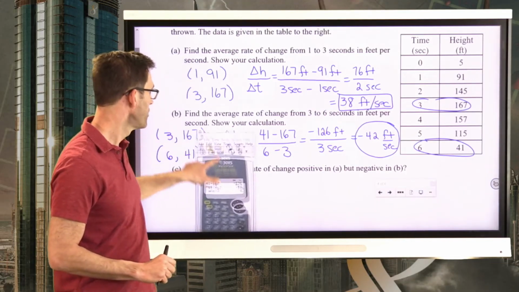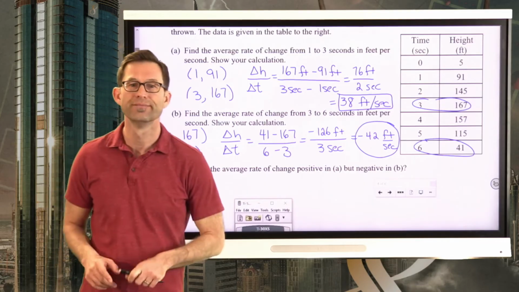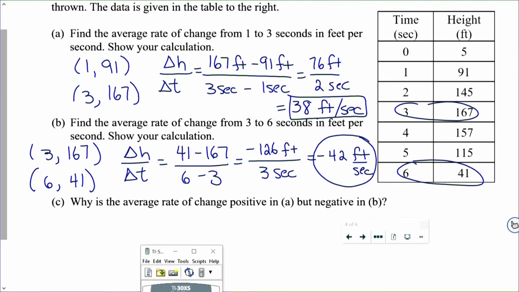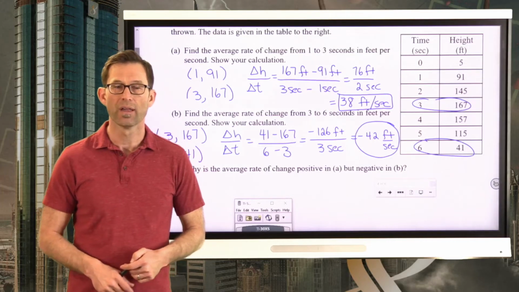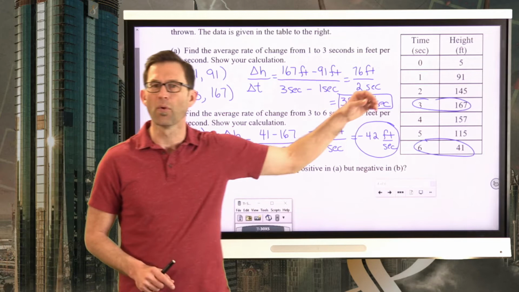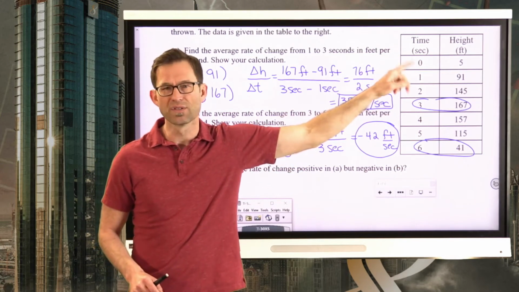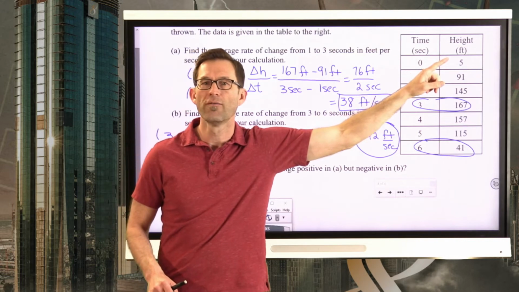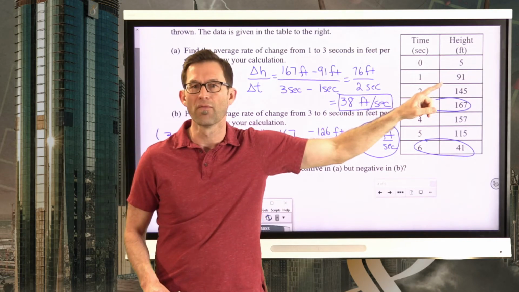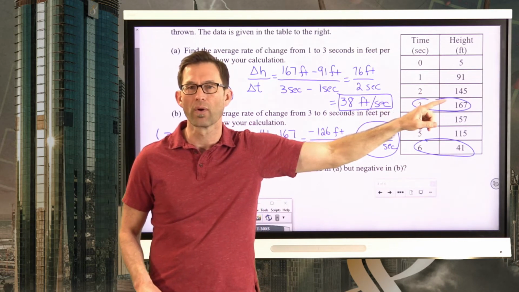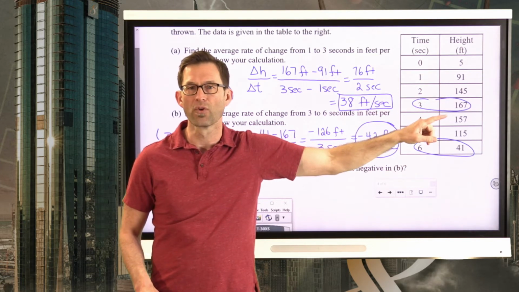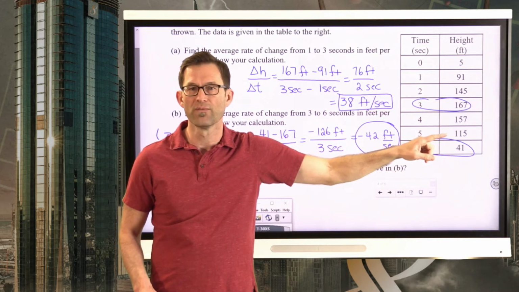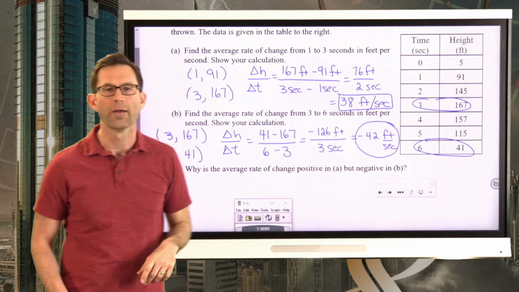Let's talk about why in letter C. Why is the average rate of change positive in A, but negative in B? All right, think about that a little bit. Look at the table, right? This is just time: 0 seconds, 1 second, 2 seconds, 3 seconds, 4 seconds, 5 seconds. Here's the height of the ball: 5 feet above the ground, 91 feet above the ground, 145 feet above the ground, 167 feet above the ground, 157, 115, 41, right?